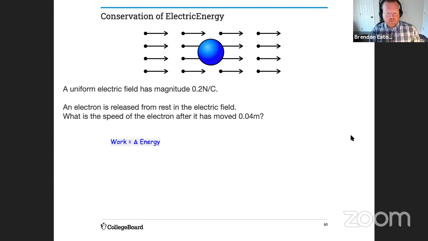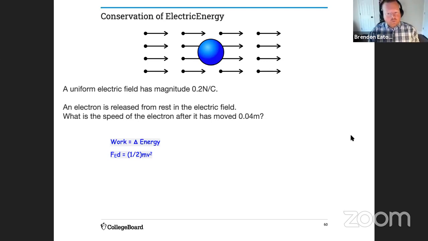So if I start with just saying that simple statement, that's a conservation of energy statement right there. So how do you find the work in an electric field? Well, we discussed earlier that work is force times distance. In this case, it's the electric force times the distance. And what kind of energy is changing? It says, what's the speed of the electron? So clearly we're looking for kinetic energy here.